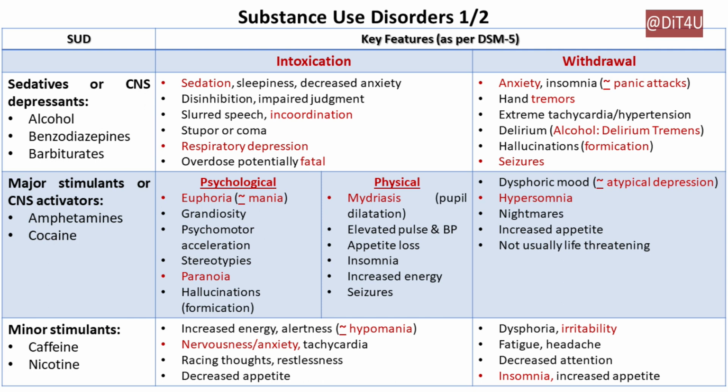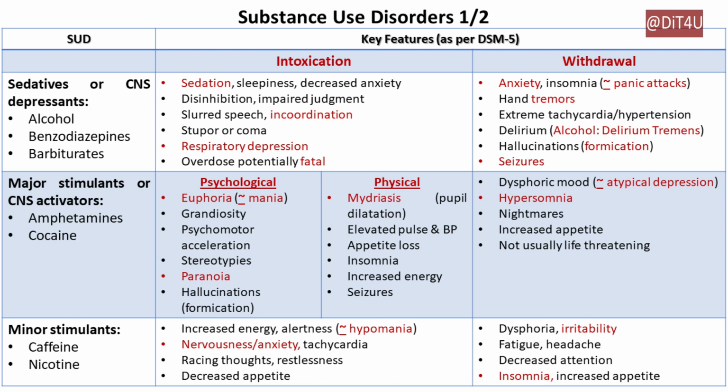Intoxication features are divided into psychological and physical. Under psychological features, you have euphoria, grandiosity, psychomotor agitation or exhilaration, which is similar to mania, like a manic episode. You can also have stereotypies, paranoia, and hallucinations again, formication. Physical intoxication features for major stimulants, mydriasis or pupillary dilatation, elevated pulse and BP, appetite loss, insomnia, increased energy, and seizures. Withdrawal features, dysphoric mood, hypersomnia, nightmares, increased appetite.